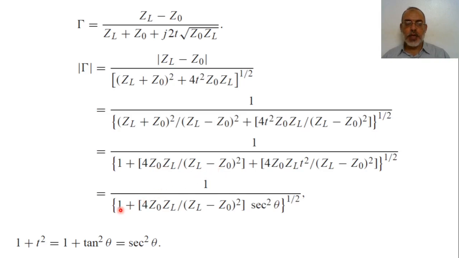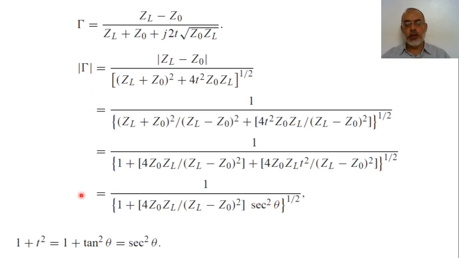It can be represented as 1 plus 4 Z naught Z load over (Z load minus Z naught) squared, multiplied by 1 plus t squared. Remember that t is tan theta, where theta is beta L. So 1 plus tan squared theta is actually 1 over cosine squared theta, or sec squared theta. So 1 plus t squared can be replaced by sec squared theta. This is the magnitude of the reflection coefficient.